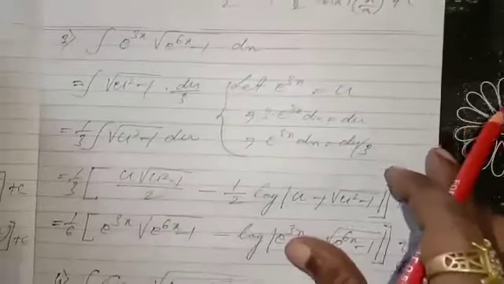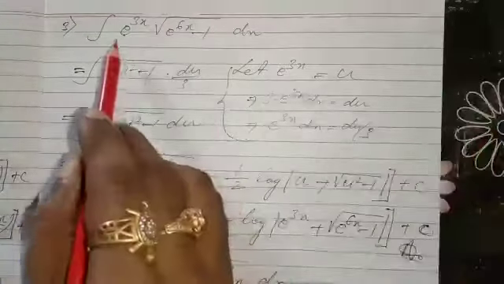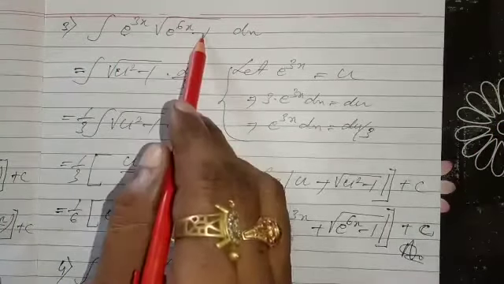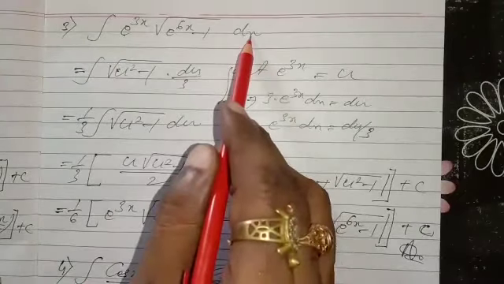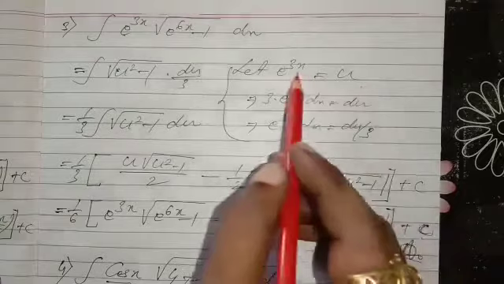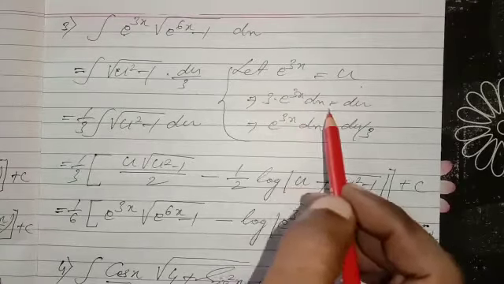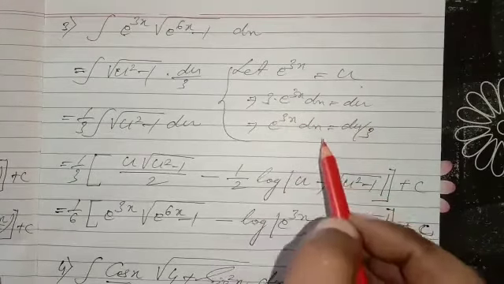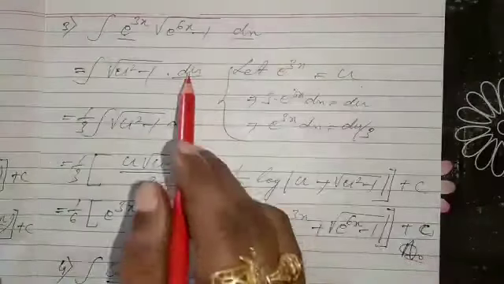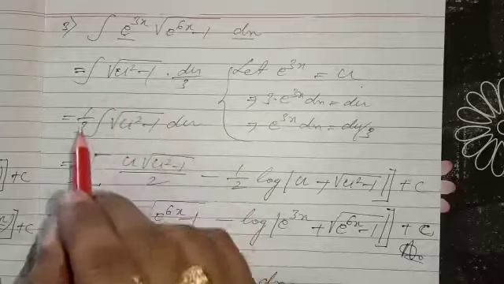Question number 3: integration of e to the power 3x times square root of e to the power 6x minus 1 whole, dx. Let e to the power 3x be u. The derivative will be 3 e to the 3x dx equal to du, so e to the power 3x dx will be du by 3. Take the 1 by 3 outside.